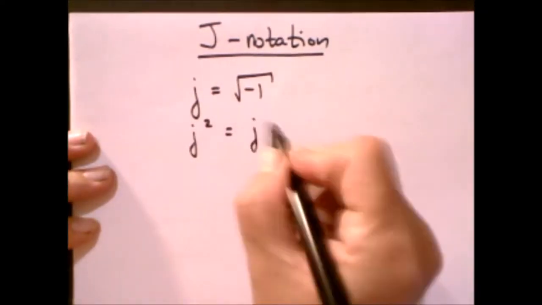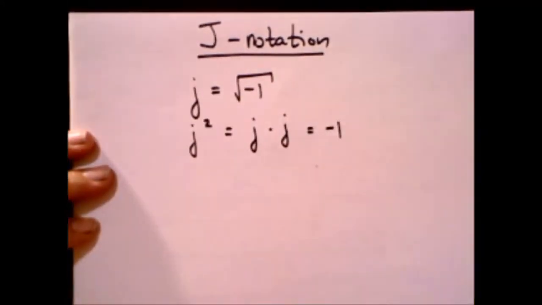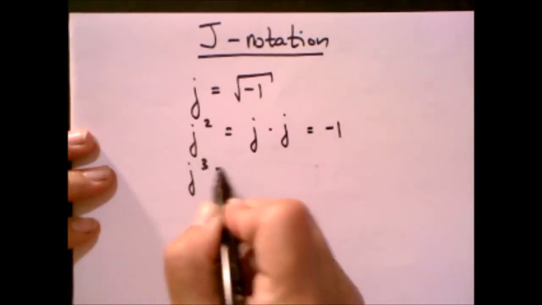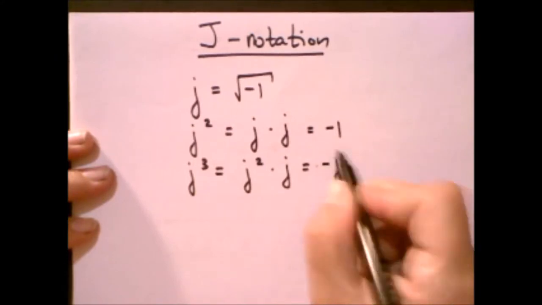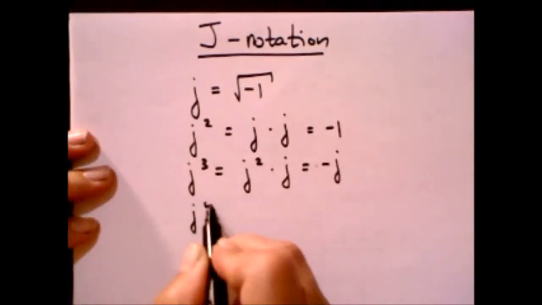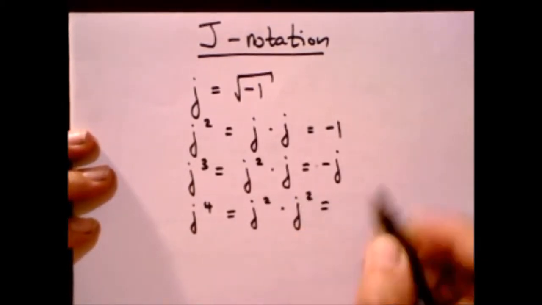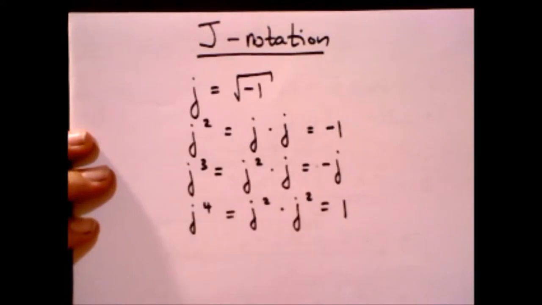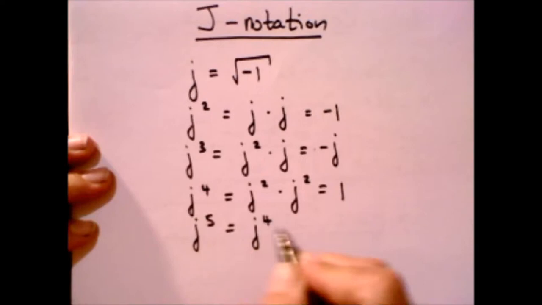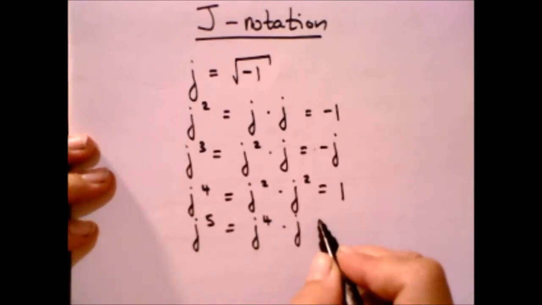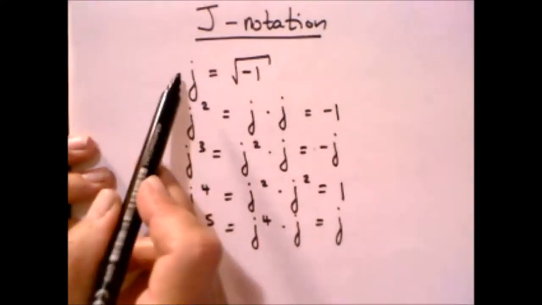j squared is the same as j multiplied by j, and that is just going to be minus 1. j cubed is the same as j squared times j, which is going to be minus j. j to the power 4 is the same as j squared times j squared, which gives you positive 1. If we now go to j to the power 5, that's the same as j to the power 4 times j, which is just equal to j. And you'll see here, that's just where we started.